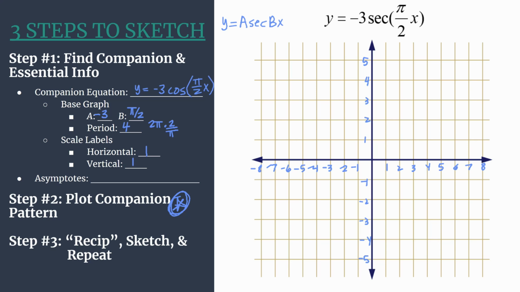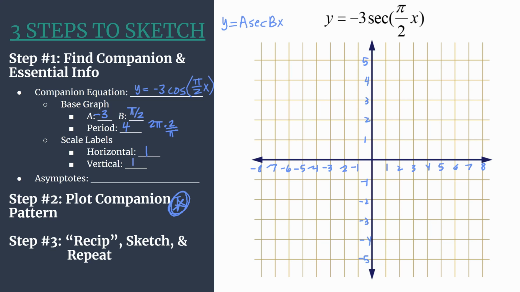So now that we have everything organized and set up, we are almost ready to move on to plotting our companion pattern and getting our graph. Before we do that, I like to go ahead and find the asymptote generating equation. So these will be our asymptotes for our secant graph. I'll go into detail about this in some videos that I post later on. So look for those if you're interested in knowing more about finding asymptotes of secant graphs.